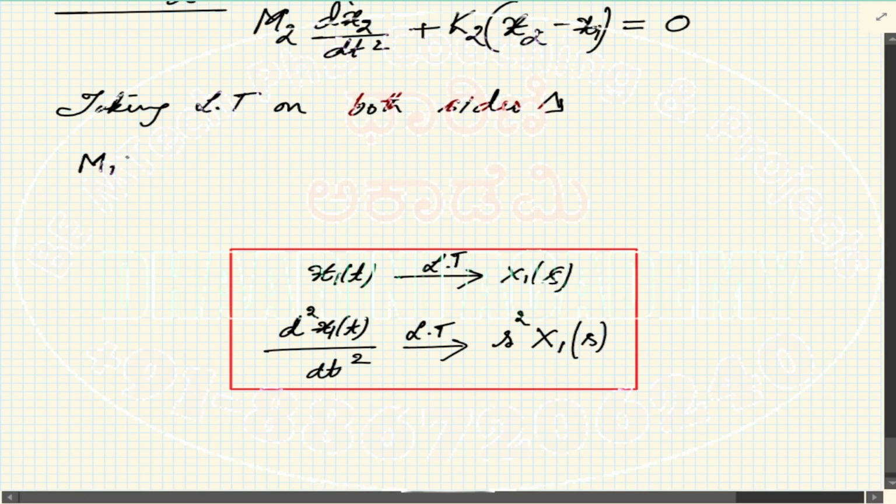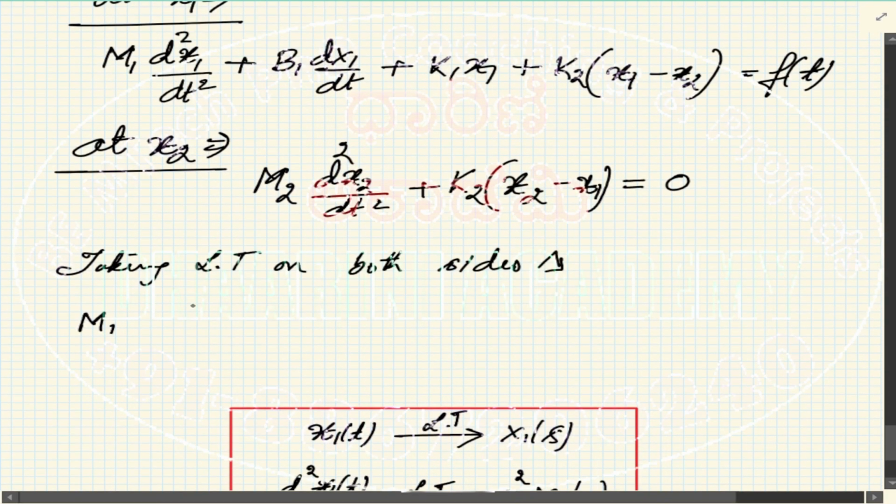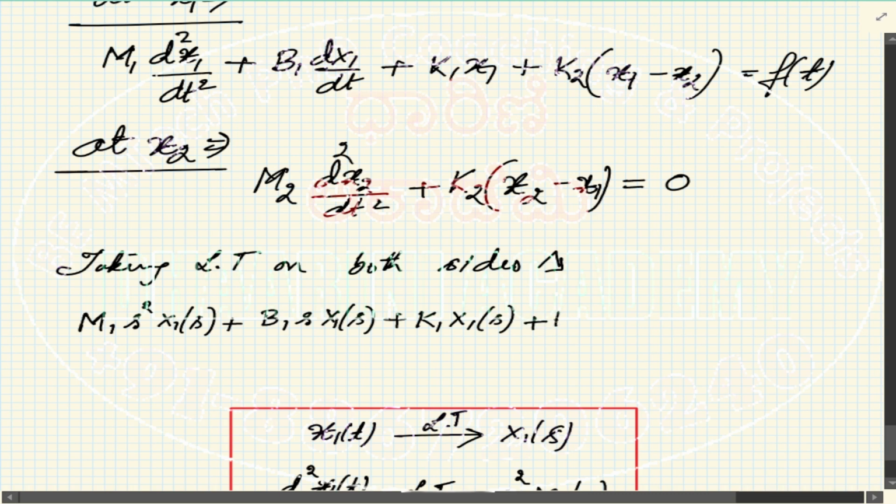So according to that, let's go back and check the equation. The first term is m1 into s square into x1 of s. The second term is b1 into s into x1 of s, plus k1 into x1 of s. There is no differentiation, so simply x1 of t becomes x1 of s. Then plus k2 into x1 of s minus k2 into x2 of s becomes equal to f of t, which becomes capital F of s, because f is also a function of time.